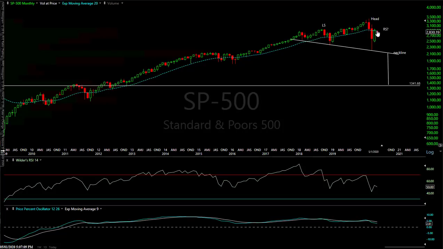And it's interesting because about symmetrical, at least in the distance between the head and the neckline to that left shoulder, we're right at that 20-month. So there's a lot of things pointing to the fact that to keep the longer term bearish outlook or scenario intact, you would need to see the market turn down from at or around these levels. And again, remember, everything's relative.